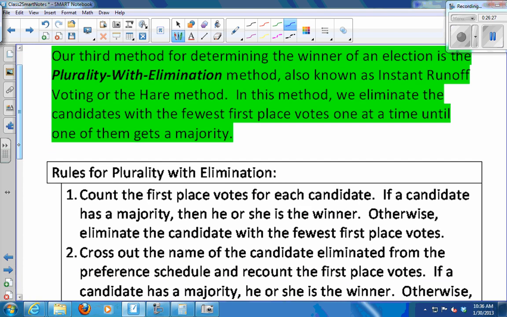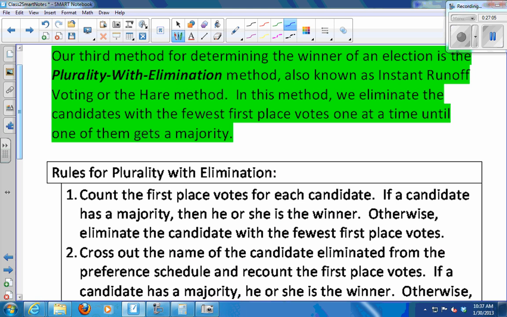Okay, one more method we're going to learn today is called plurality with elimination. It's also known as instant runoff voting, and it's also known as the Hare method. Hare is the name of a person. So in this method, the thing that we don't like about plurality is that you can win with a very small percentage of the vote, right? That's one of the drawbacks of the plurality method. You could win with only, say, 10% of the vote. 90% of people voted for someone other than you.